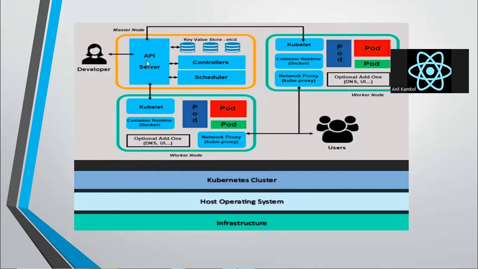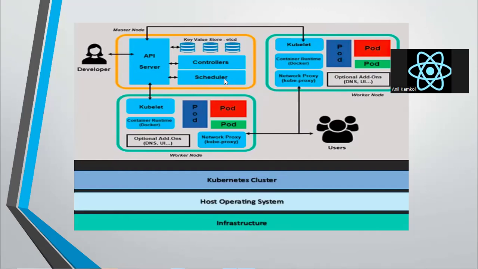So when a request is taken from the developer, the API server sends the request to the scheduler, and the request information and the cluster information are stored in a key value store that we call etcd, or we can also call it the cluster store. The scheduler will send the request from the API server to the available worker nodes, whether the request can go to this worker node or this worker node, based upon the ranking provided by the control plane.